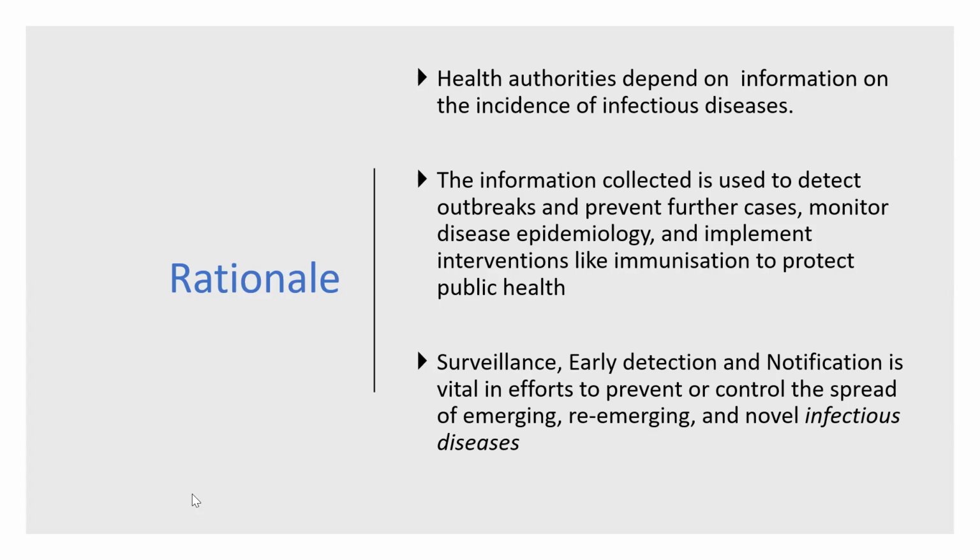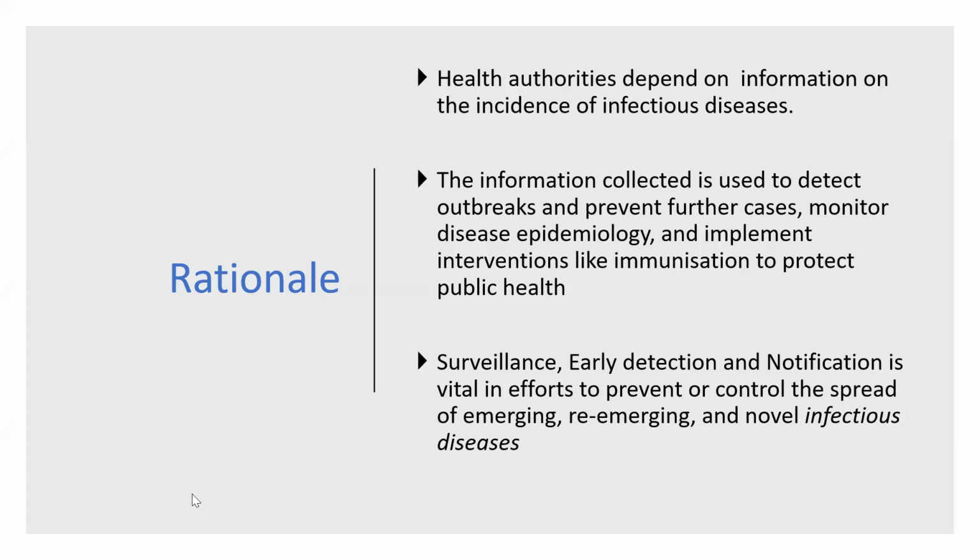So surveillance, early detection and notification is very important in the efforts to prevent and control the spread of emerging, re-emerging, and novel infectious disease. An emerging disease, I'm sure you've heard that before, is a disease that is coming up for the first time. We hadn't really had much information or knowledge about it. It's just coming to the fore, and seeing a disease that is coming up for the first time, there's a lot of fear, there's a lot of concern. And if you have a surveillance system in place, you are able to identify what's happening with that disease pretty quickly and bring in prevention measures.